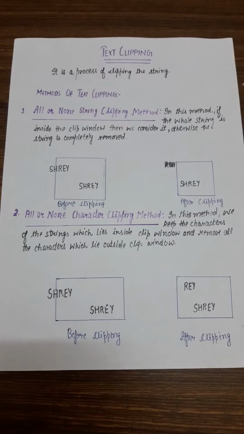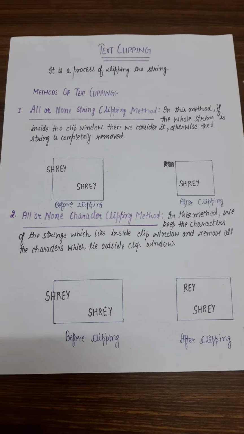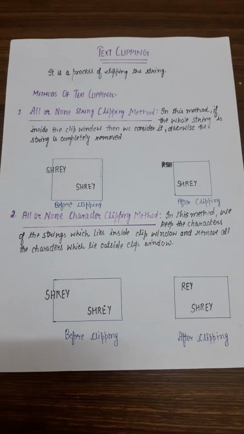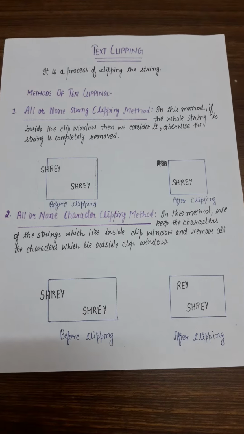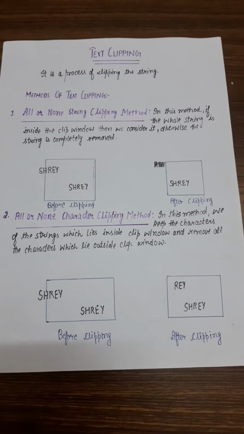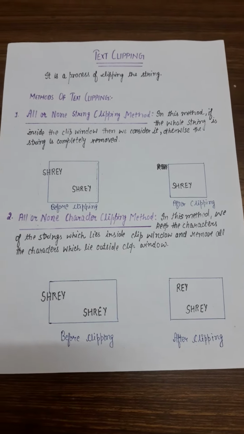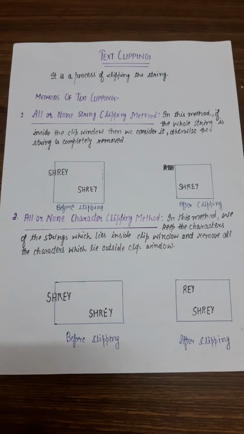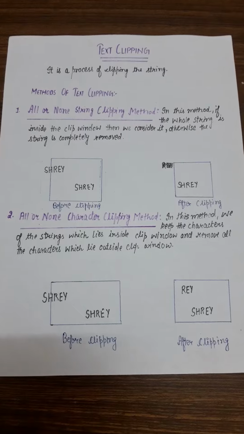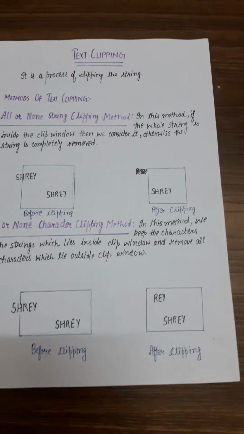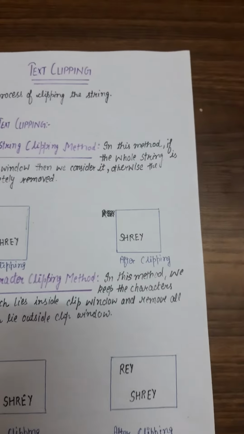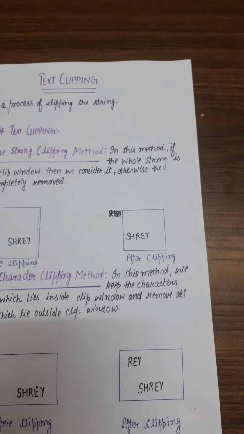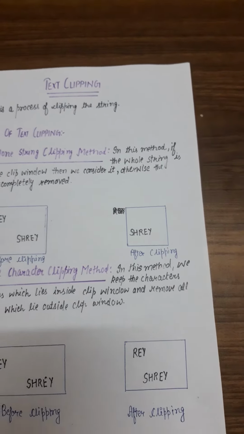But when we apply clipping over it, in the upper "Shrey", half the portion of SH was outside the clip window and half the portion was inside the clip window. According to this method, the string has to be considered in full, otherwise not. So we did not consider the upper "Shrey" here, but we have considered only the lower "Shrey" here, right?